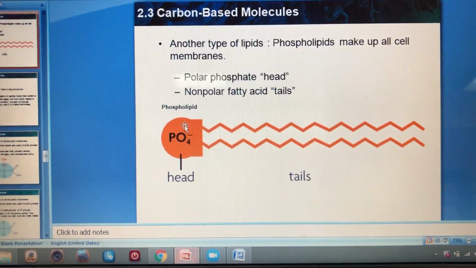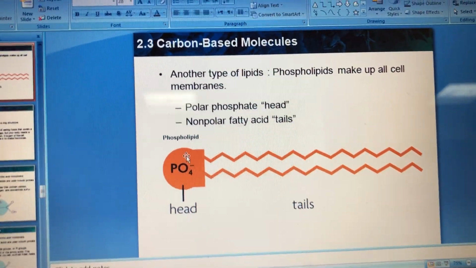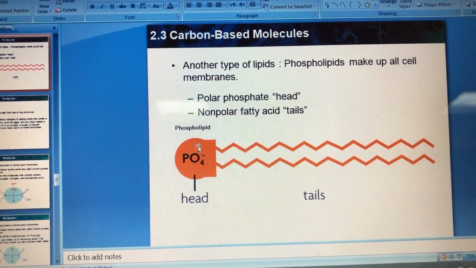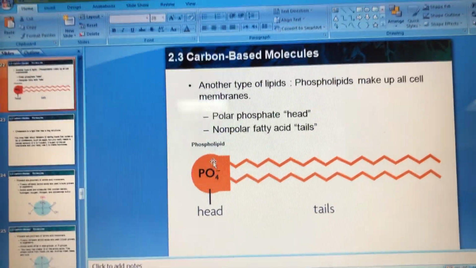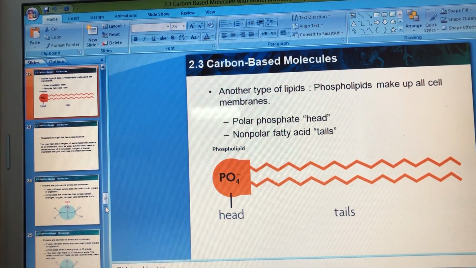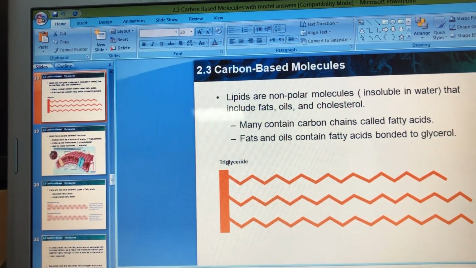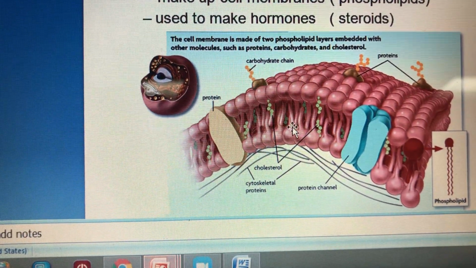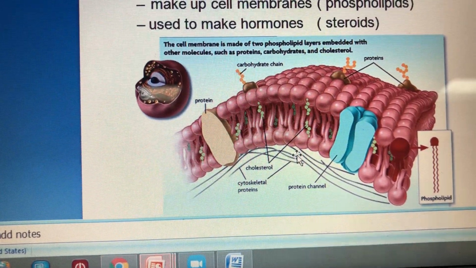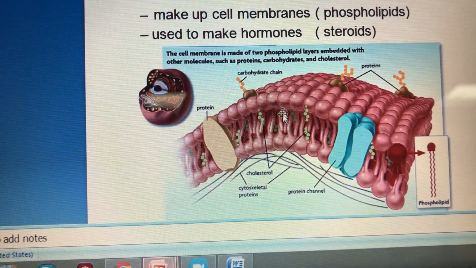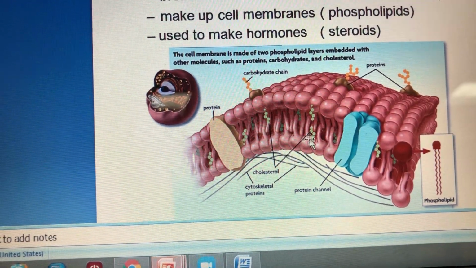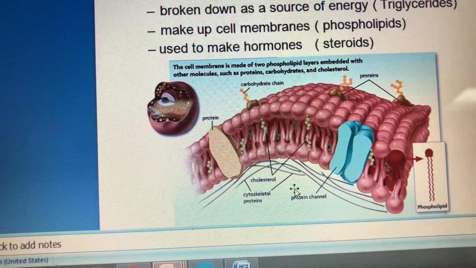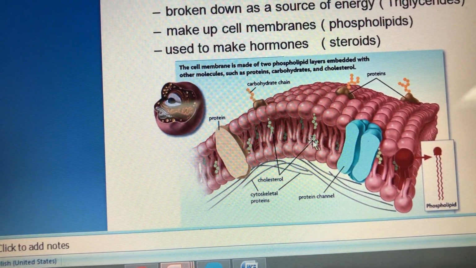Phospholipids make up all cell membranes, and each has 2 parts. It has a head and a tail. The head is polar, so it can dissolve in water, while the tail is non-polar, so it cannot dissolve in water. And as we learned before, this is the cell membrane. Can you see here? These are the phospholipid parts, the head and the tail. The head is facing the watery part outside the cell, and also the head is facing inside the cell, the watery part, but the tails face each other inside the membrane. All right.